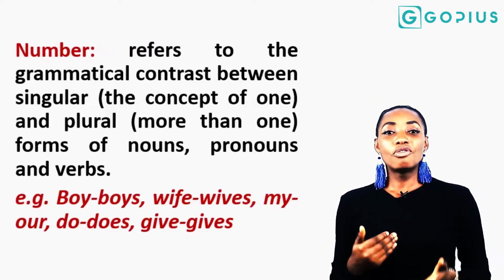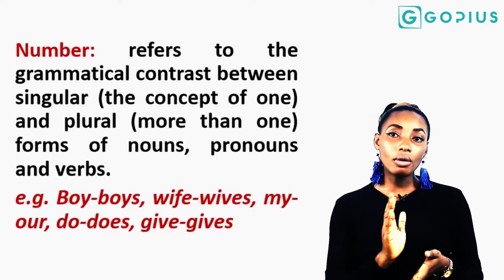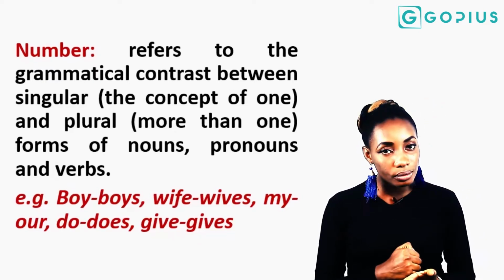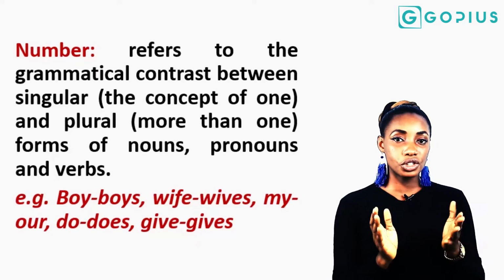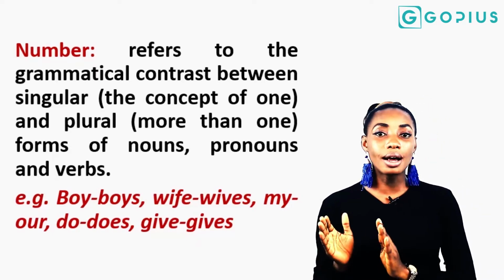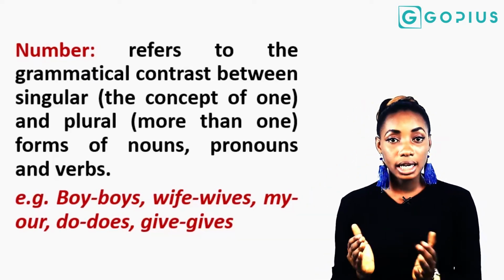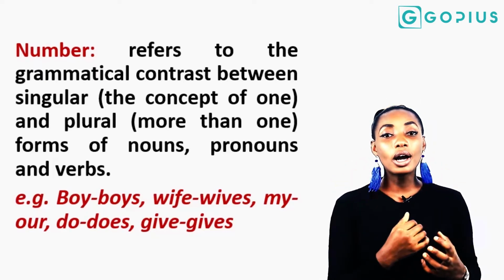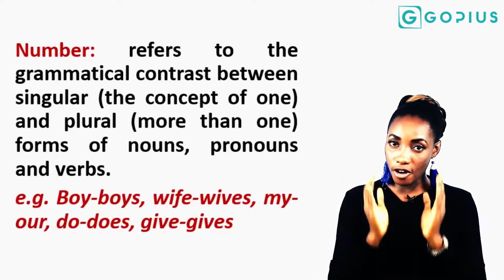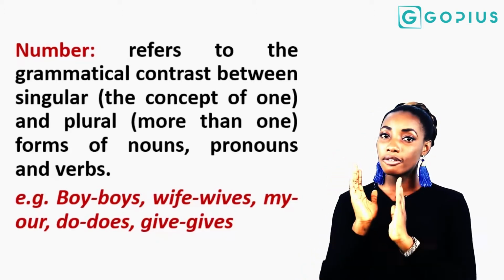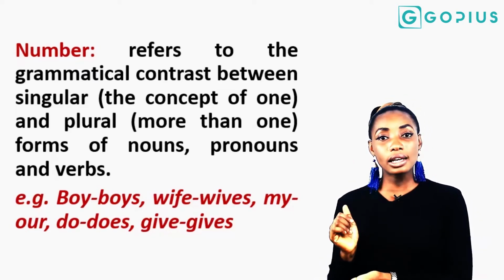So for numbers, number refers to the grammatical contrast between the singular, that is the concept of one, and plural, that is more than one, forms of nouns, pronouns, and verbs. For examples, we can see boy, which is a singular noun, then boys, plural noun. We see wife, singular noun, wives, plural noun. We see my, singular pronoun, and our, plural pronoun. We see do is a plural verb, and does is a singular verb. We see give is a plural verb, and gives is a singular verb.